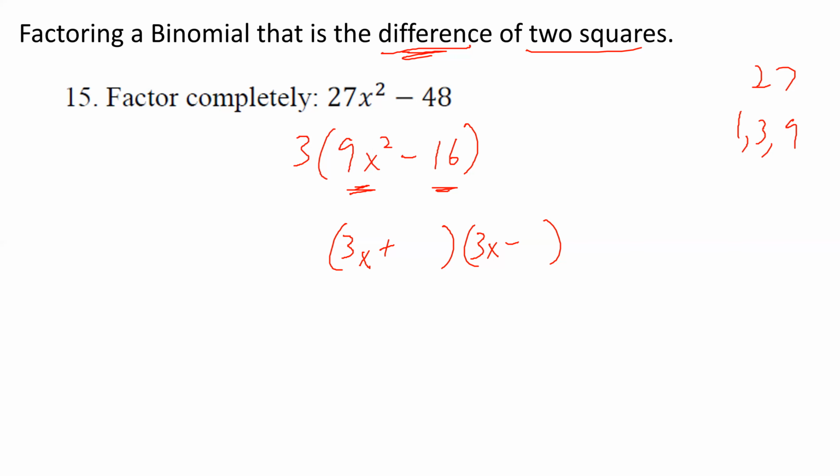16. What's the square root of 16? 4. So 4 goes into both those parentheses. So it's 3x plus 4 and 3x minus 4. And then again, that term that we took out at the beginning, just drop it in.